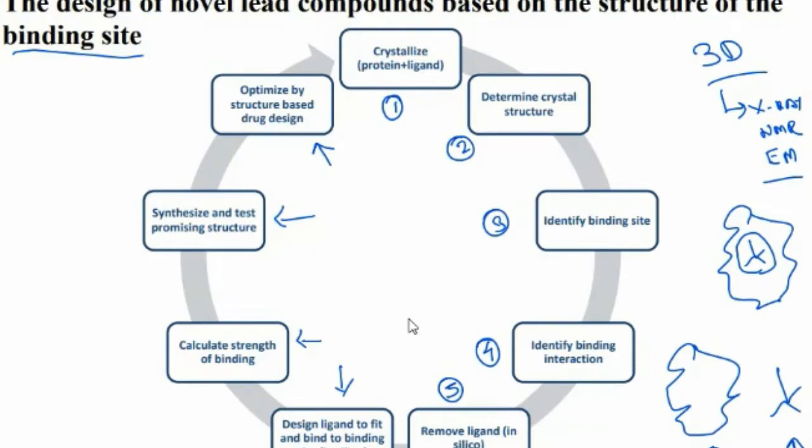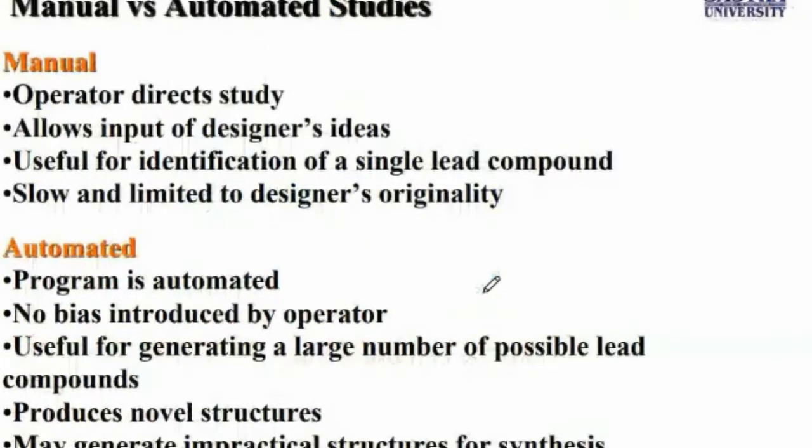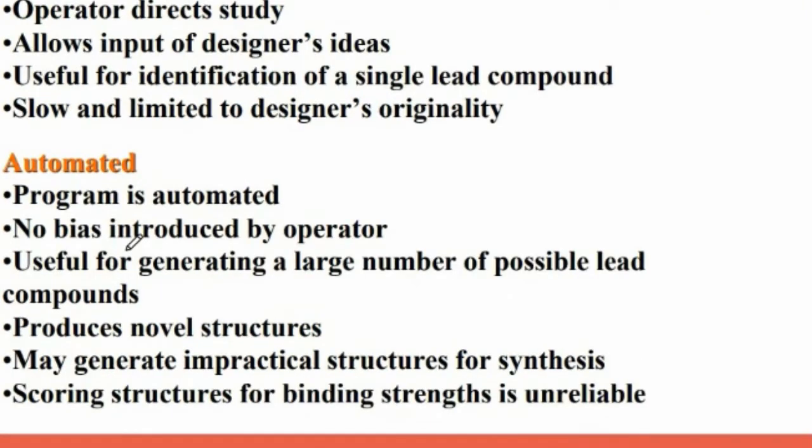Yes, sir. Okay, so let me explain each step in detail. Just like docking, while discussing docking, we said that there are two types of docking algorithm. One is called manual, another one is automated. Very similar to that, we have two types of de novo ligand design algorithms. A few algorithms are manual and a few are automated. So let's see what are the major differences between the automated and the manual one.